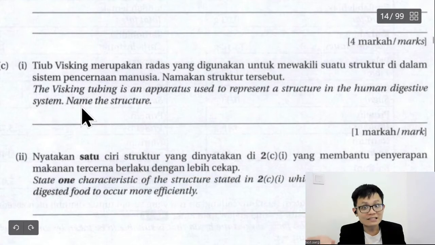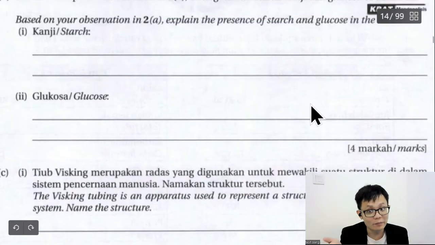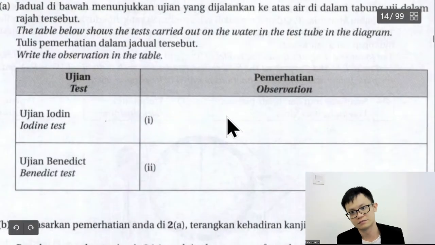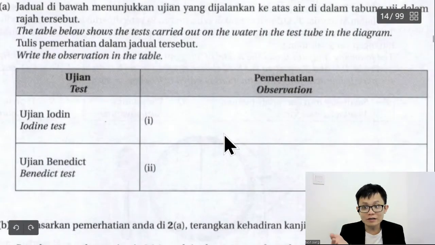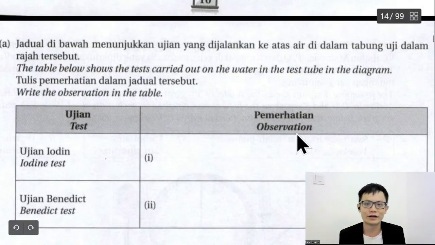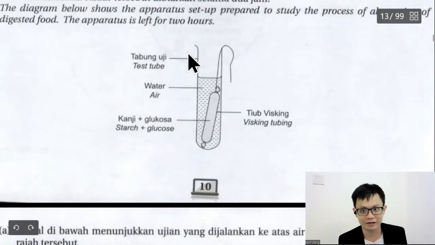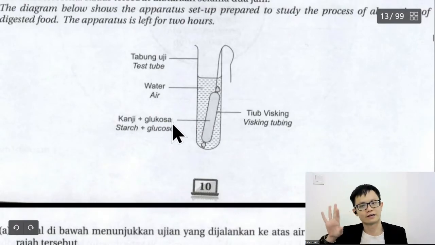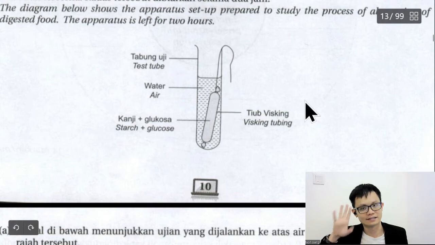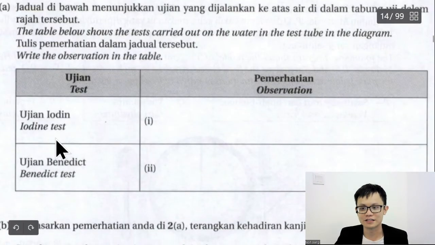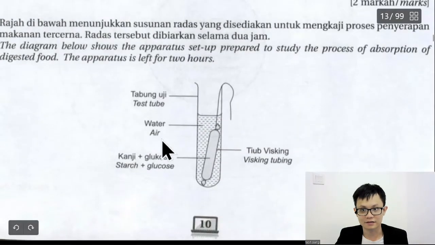Science always asks back the same question, actually. All you have to do is read and do. This one I already said many times. What is the observation? Let's try whether you listened or not in your class. Okay, so this is a Visking tube, with starch and glucose put inside. Understand already? Easy. Okay, write the observation. Iodine test. Wait, let me see.